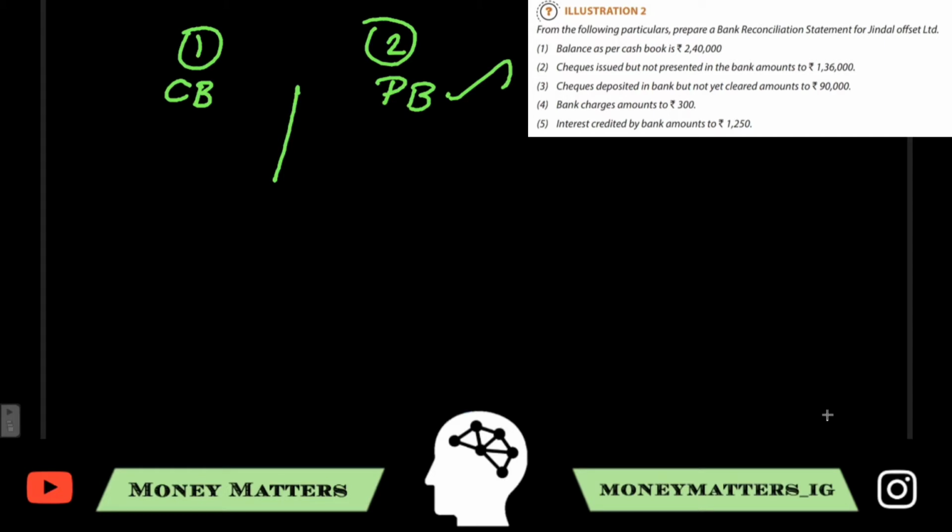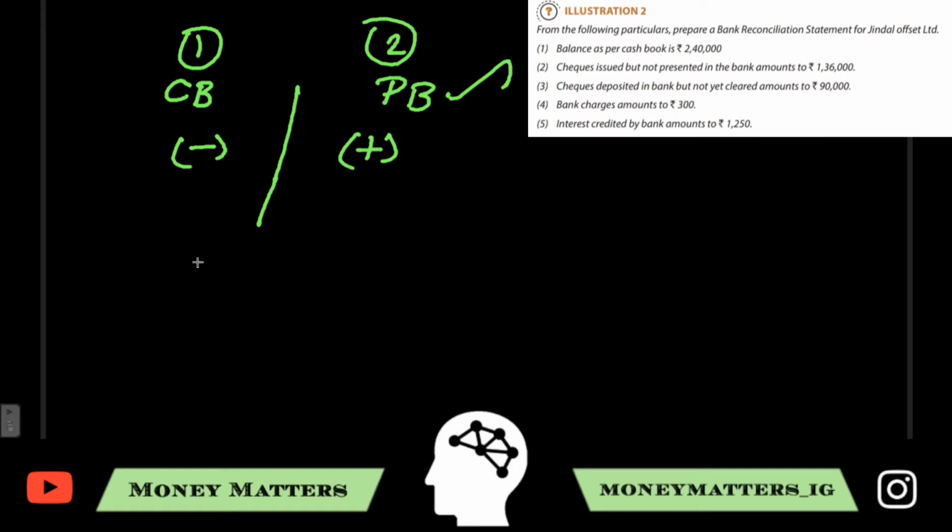The first part of the question says, check issued but not presented in the bank, which amounts to 1,36,000. Here, the firm has issued a check to another party. This means the firm has to pay another party. And while the check is issued to another party, the cash book of the firm will decrease. And as I told you earlier, when one column decreases, the other column will automatically add.